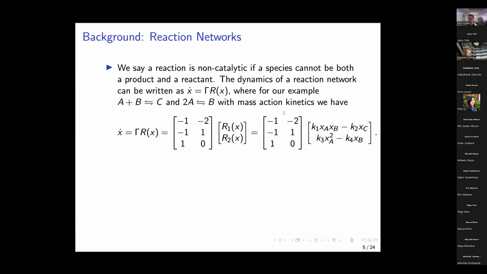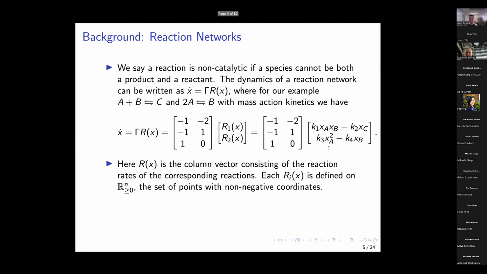And again, going back to our example, A plus B back and forth C and 2A back and forth B, we can write our right-hand side in this form, stoichiometric matrix times reaction rates. And if our reaction rates are mass action kinetics, we have a little bit more information. So r of x is the reaction rate column, and I note that each entry in this column is defined on the non-negative orthant because you can't have a negative amount of stuff.